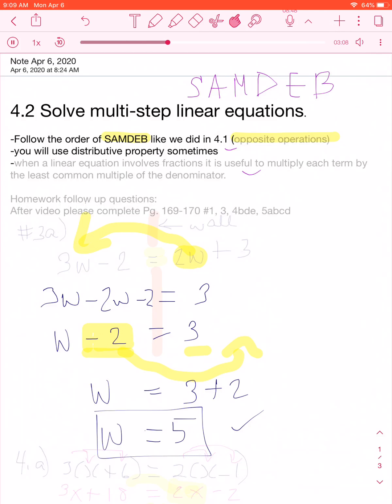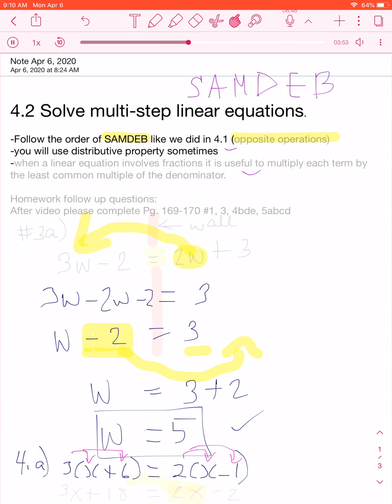I'm just going to bring this down slightly, and I will work on a question that involves distributive property. For distributive property, we could take a look at a question like 4a. For 4a, we have 3, open bracket, x plus 6, is equal to 2, open bracket, x minus 1. The first thing I should do is take each term that's outside the brackets and distribute it by multiplying inside.